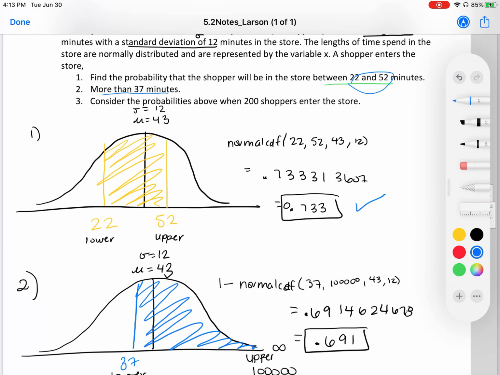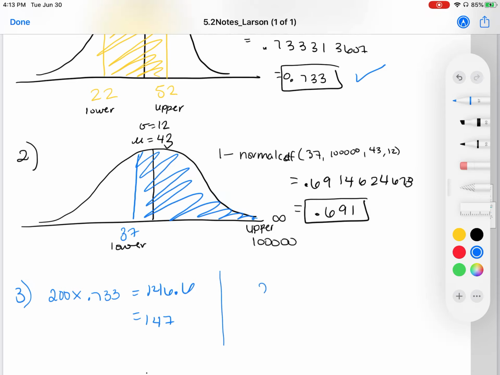All right, let's take a look at 3 for part 2. So we're going to take our probability, multiply it by 200, and that gives us 138.2. Let's round to the nearest whole person. So we can expect out of 200 shoppers, 138 of them will be in the store more than 37 minutes.